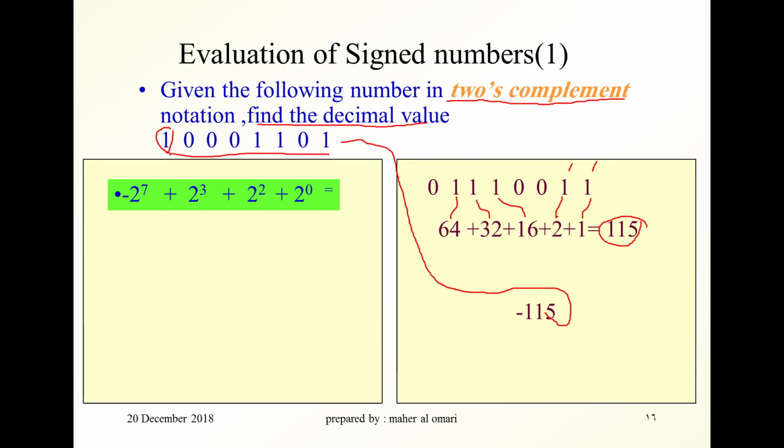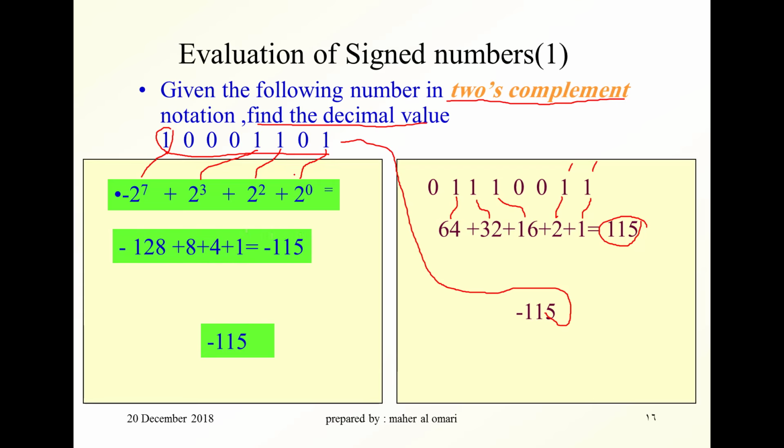I can do this in a different way. The weight of this one is 2 to the power 7. And this is a negative number, so this has a value of minus 2 to the power 7. All right, and this is 2 to the power 3, and this is 2 to the power 2, and this is 2 to the power 0. If I add them together, this one here is minus 128 plus 8 plus 4 plus 1, equal to minus 115, which is the same answer I got here.